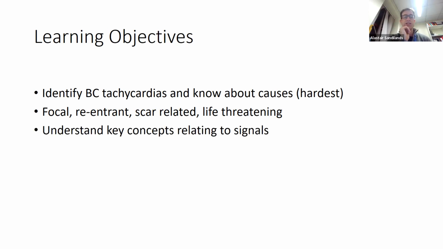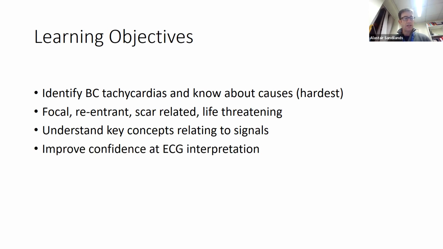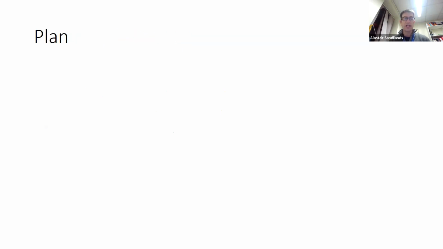So again, we want to understand the key concepts relating to the signals on the ECG, how we interpret them to get the diagnosis of the ECG correct. I want to improve your confidence in ECG interpretation by the end, and hopefully we're trying to do that gradually before next week's last lecture, which is a revision lecture.